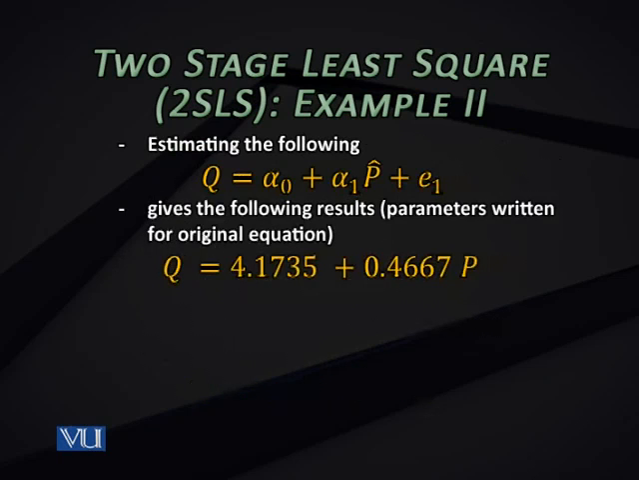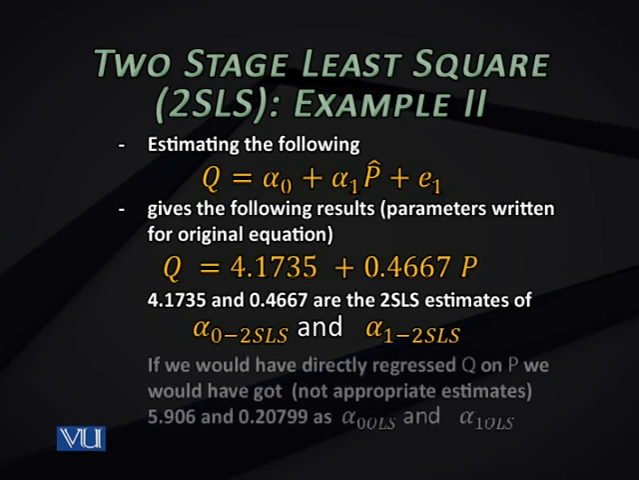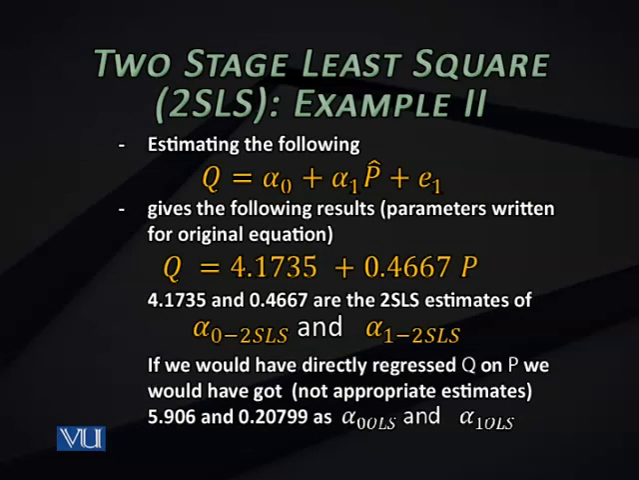Now we'll run a regression of Q on P hat. Running that regression gives you the equation Q is equal to 4.1735 plus 0.4667 P, which you are seeing on the screen. This 0.4667 is the estimate of alpha 1 by 2SLS. So alpha 1 2SLS is equal to 0.4667, and alpha naught 2SLS is 4.1735. Now if you regress Q on P directly, the OLS values you are seeing on the screen, 5.906 and 0.20799, which are alpha naught by OLS and alpha 1 by OLS, are quite different from the values that you estimated by 2SLS.